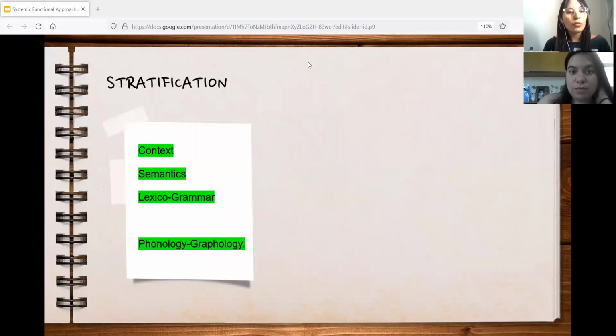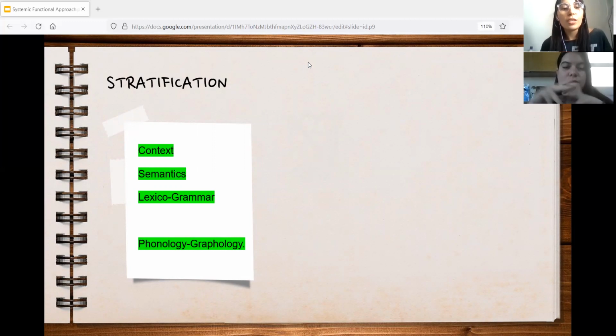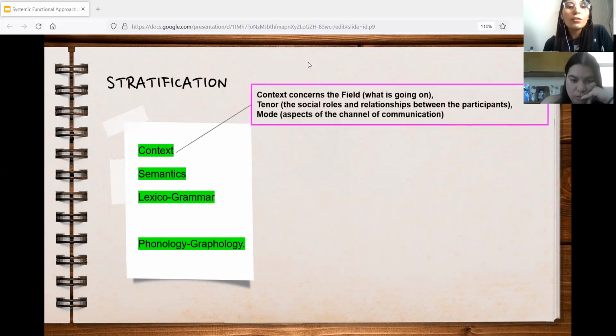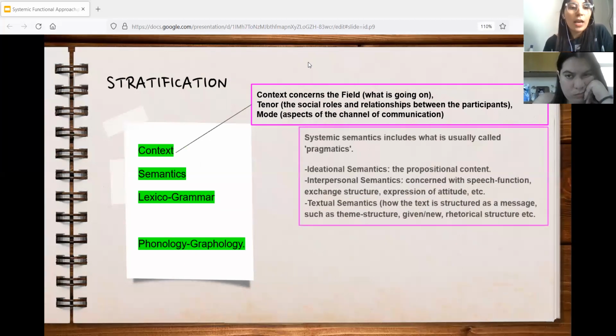Then a central notion of this approach is stratification, such that language is analyzed in terms of 4 strata: context, semantics, lexicogrammar, phonology, and graphology. Context is concerned with field, tenor, and mode. Field is what is going on. Tenor is the social roles and relationship between the participants. Mode is the aspect of the channel of communication.